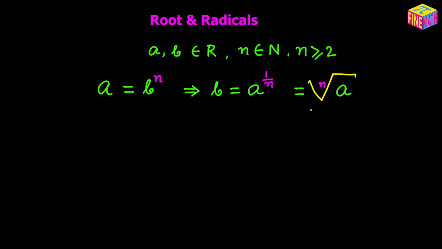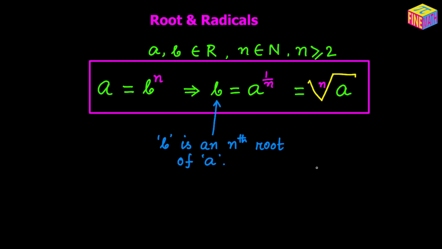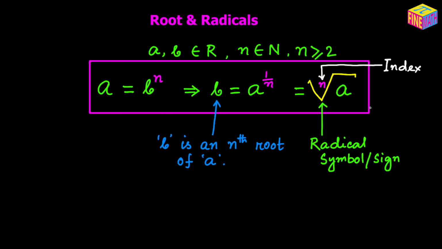It can also be written with this little radical symbol, with the n denoted there and then the a inside. We have to make a note of a few terms here, so let me start writing the names of these terms. Here b is called the nth root of a, and this symbol is called the radical sign. We can call it the radical symbol or radical sign. The little n right here is called the index, and the a is called the radicand.